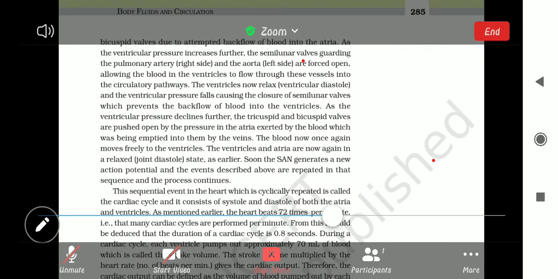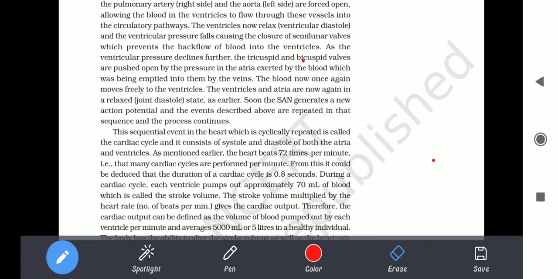So what happens next? The pulmonary artery and the aorta are forced open, which allows the blood in the ventricles to flow through these vessels into the circulatory pathways. Now the ventricles are relaxed, so this is called ventricular diastole, and the ventricular pressure falls, causing the closure of what is it? Closure of semilunar valves. The semilunar valves will get closed now, and the work of the valves is to prevent the backflow of blood into the ventricles. Okay, so it stops the blood from flowing backward.